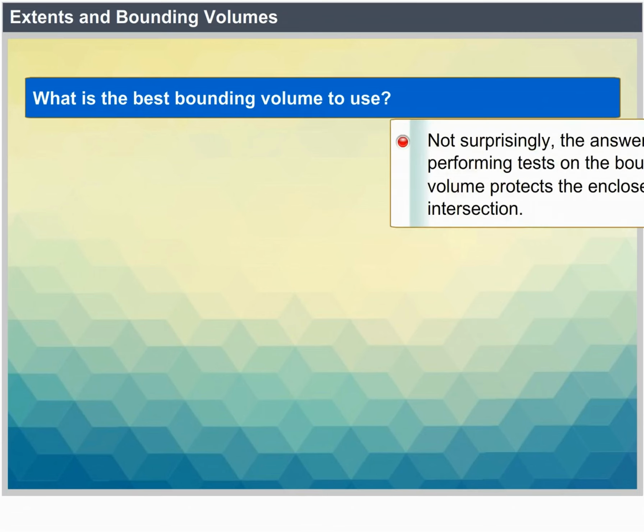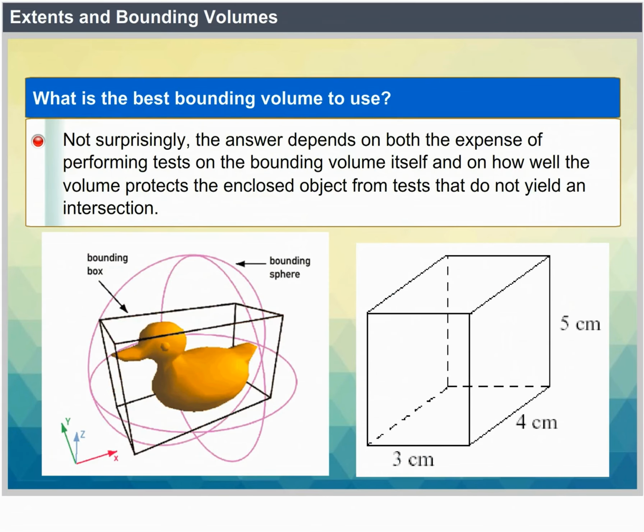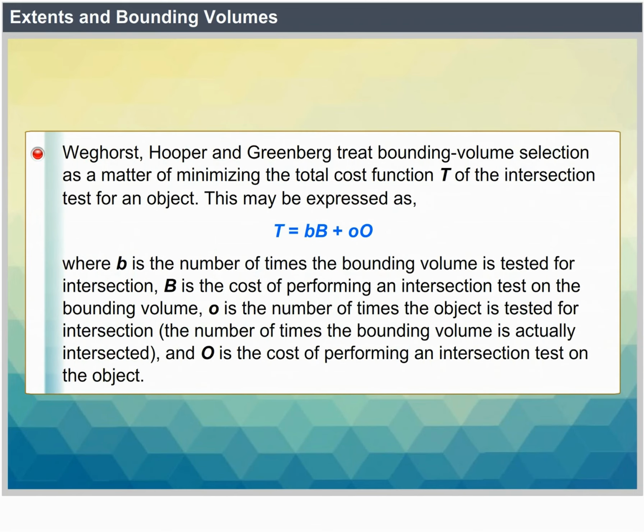Not surprisingly, the answer depends on both the expense of performing tests on the bounding volume itself and on how well the volume protects the enclosed object from tests that do not yield an intersection. Weghorst, Hooper, and Greenberg treat bounding volume selection as a matter of minimizing the total cost function T of the intersection test for an object.